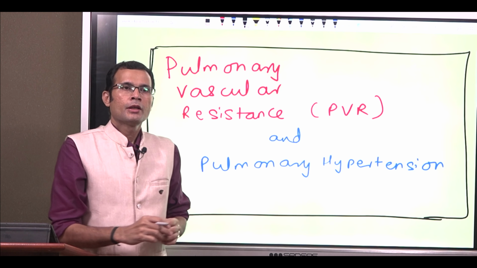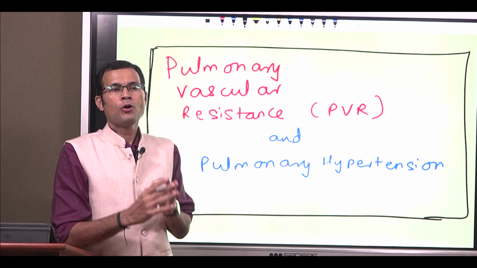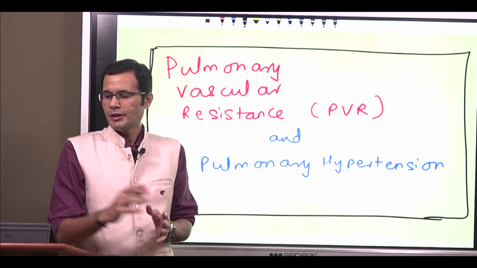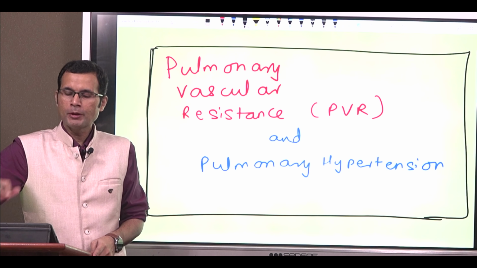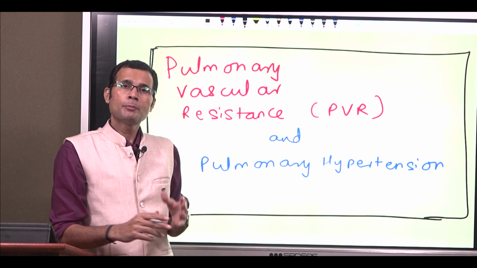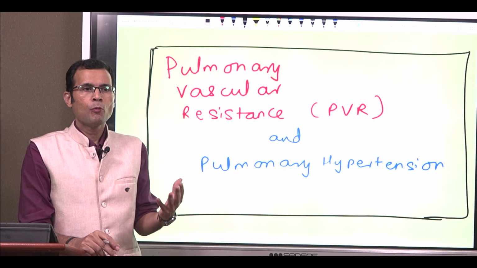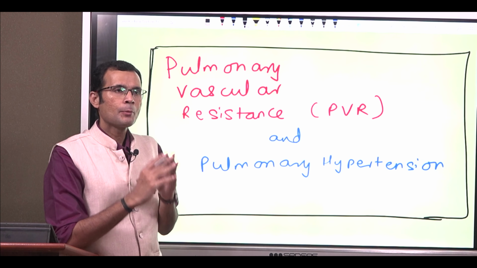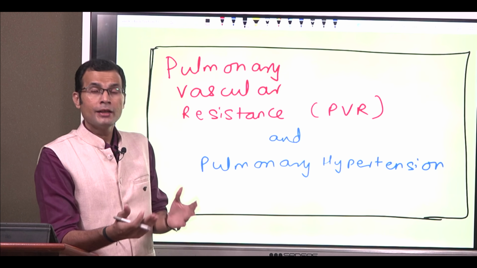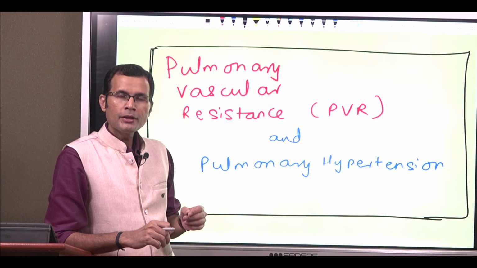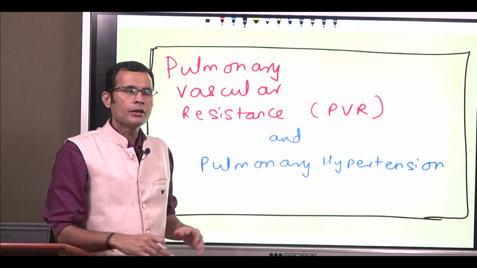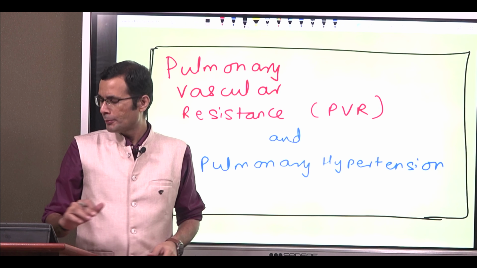Hi. In a previous video, or let's say part 1, we have seen the pulmonary circulation and the peculiar features of the pulmonary circulation. Now this video is about the pulmonary circulation and one particular dimension, pulmonary vascular resistance, and the clinical application of it, and that is pulmonary hypertension. So let's understand this particular dimension of the pulmonary circulation.